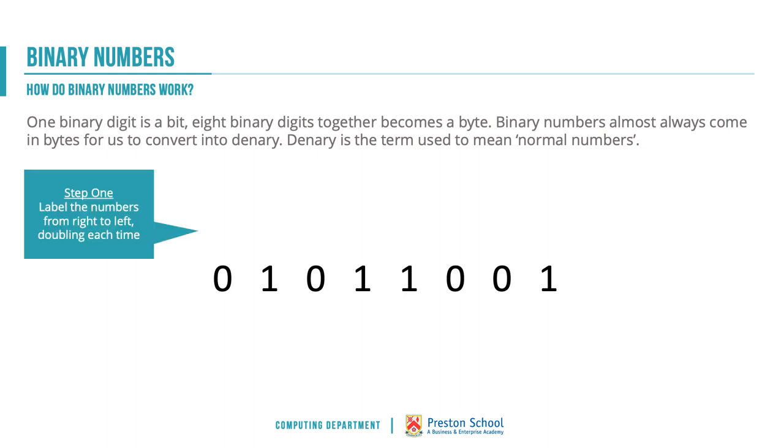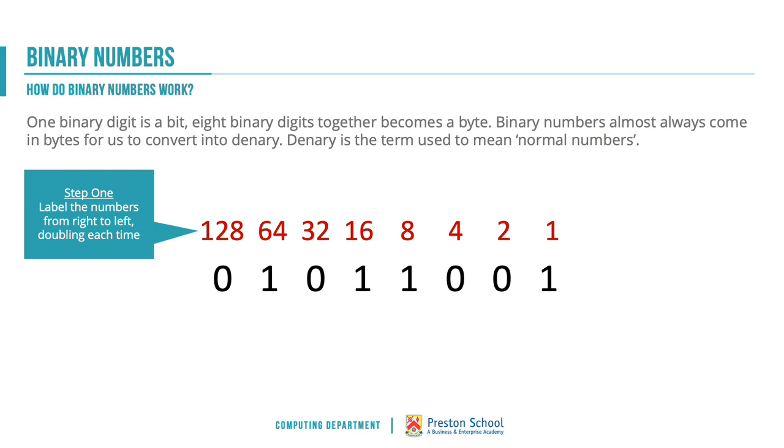Well, the first step is to label the numbers from right to left, doubling each time. 1, 2, 4, 8, 16, 32, 64, 128. And if you needed, you just keep going. You just keep doubling each time. The key bit there is to always start at 1 and always go from right to left. The mistake that students often make in their exam is to go from left to right as if you were writing normally.